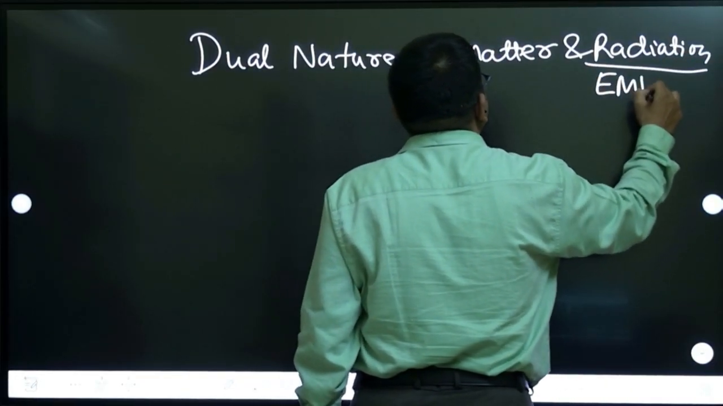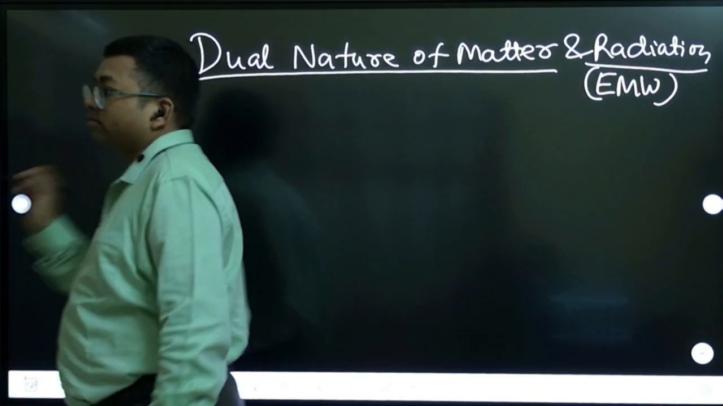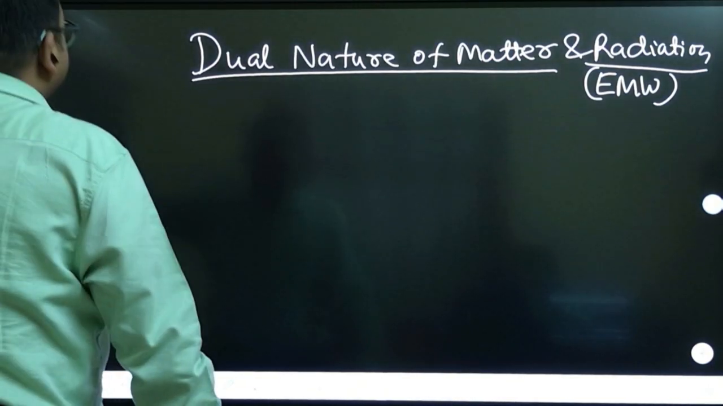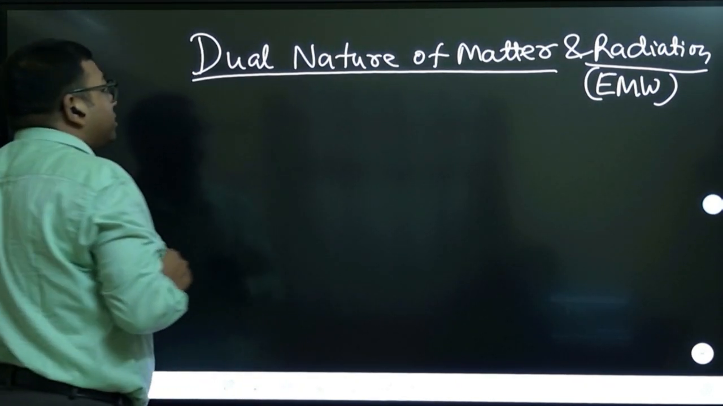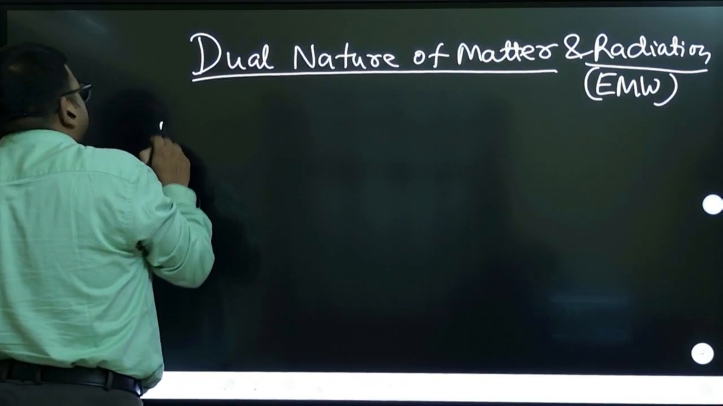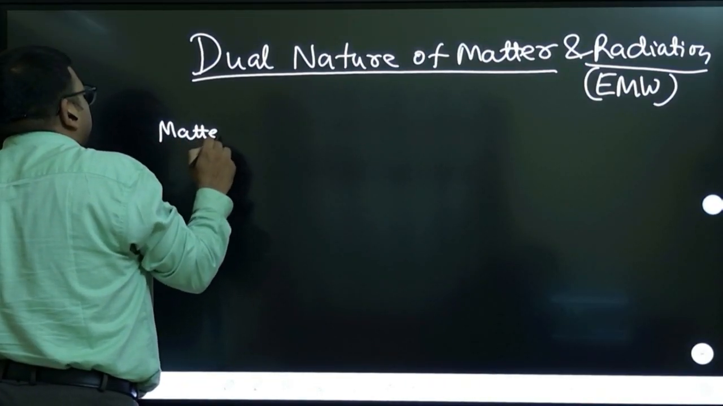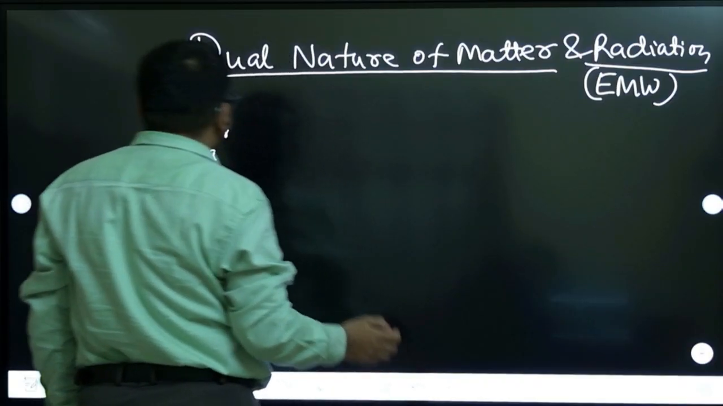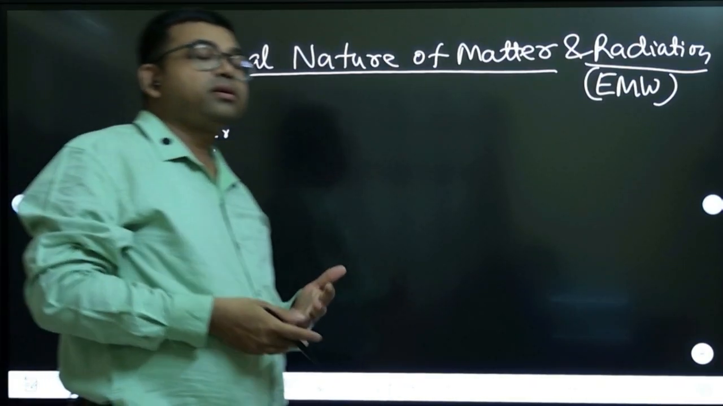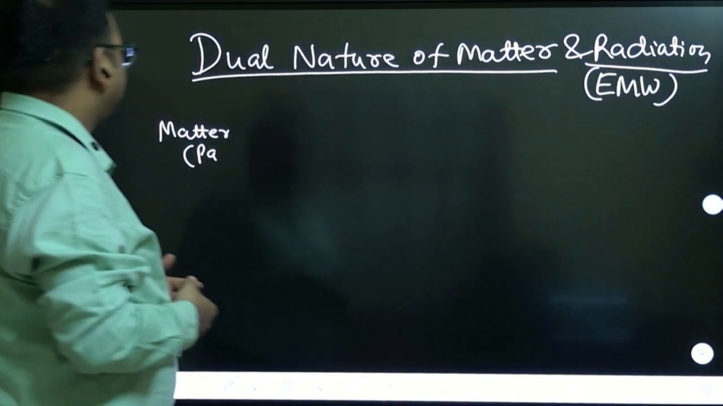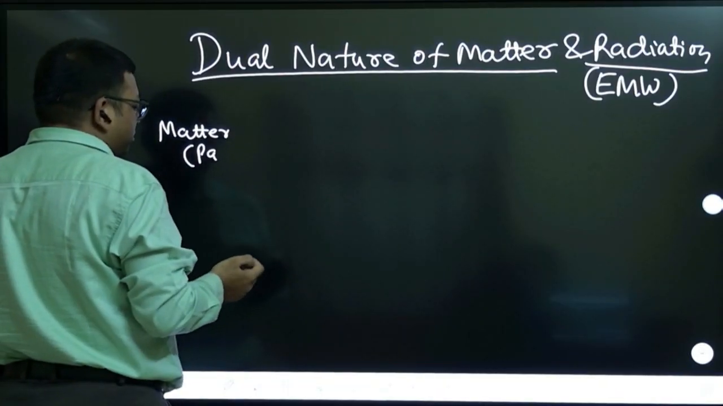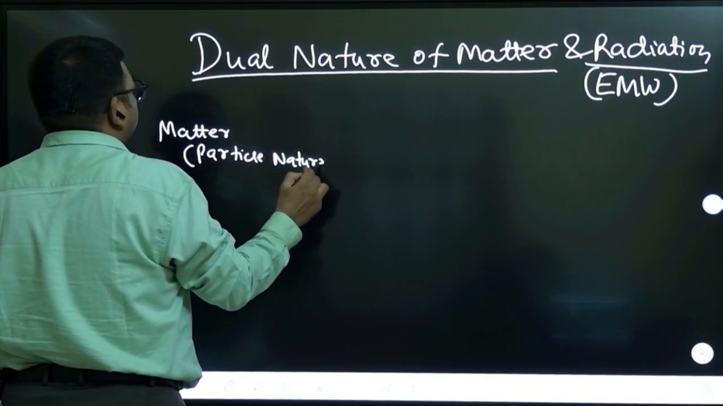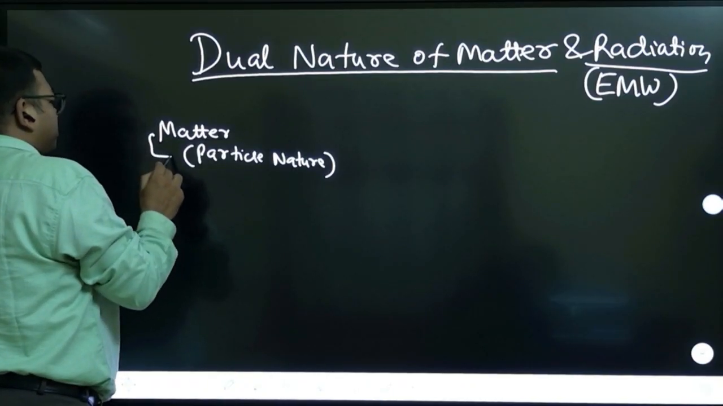Radiation means electromagnetic wave here. That's what is radiation. So dual nature, what is meant by single nature and dual nature, that we need to understand first. So first of all, what is matter or particle? Matter means particle here. Particle means it's a point mass of course, but matter can be made up of many point masses. But generally when we say matter, we say it's a particle nature. Matter has particle nature.